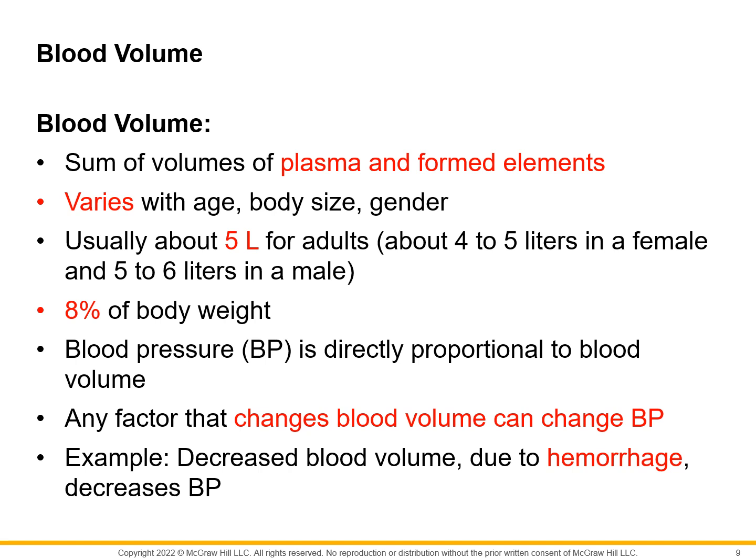So the blood volume is a sum of plasma and formed elements. This is the blood volume. Okay, and as we mentioned earlier, when we talked about the blood in chapter 14, the blood volume varies according to age, children and adults, male and female.